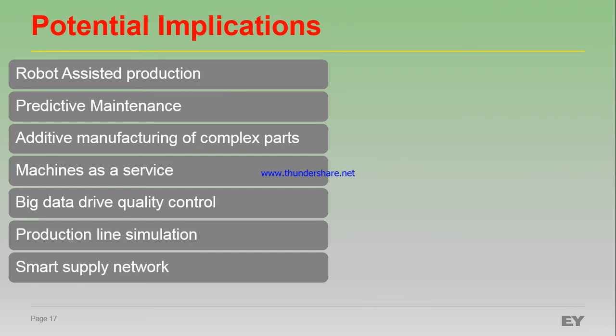Similarly, quality control was a very big issue earlier, but now it has become very comfortable because we can check the quality with the help of big data. Because data will be available, artificial intelligence can work in the right manner. Another part is production line simulation and a smart supply network, including supply chain management.